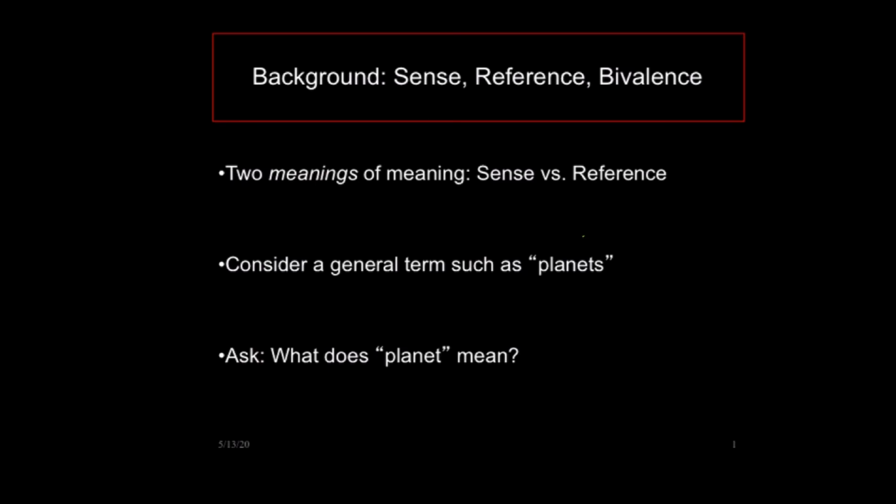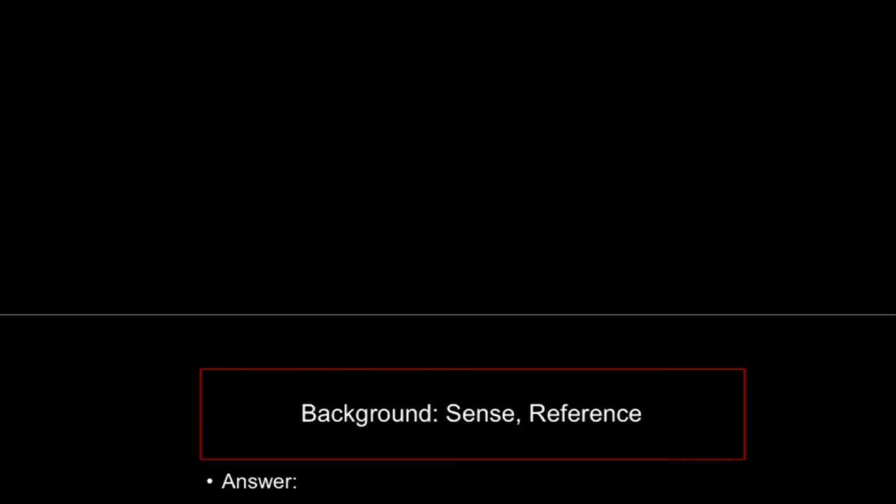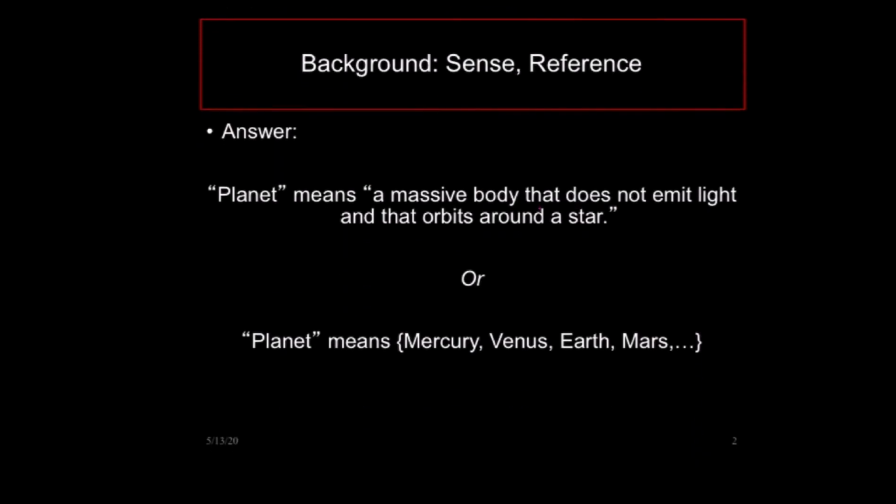The first thing we want to discuss is how we can specify the meaning of a general term such as the term planets. Philosophers have long said that there's basically two meanings of meaning. A general term is just a word or sequence of words in our language that denotes a class or category of things. What we want to ask is, what does the term planet mean? Now, there are two clear ways to answer this question.